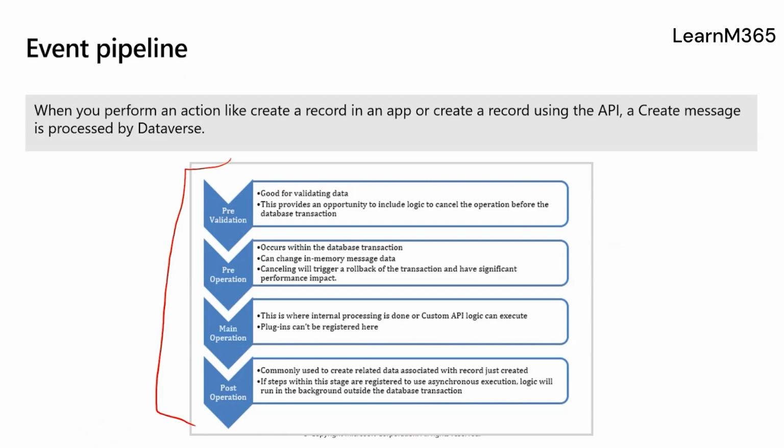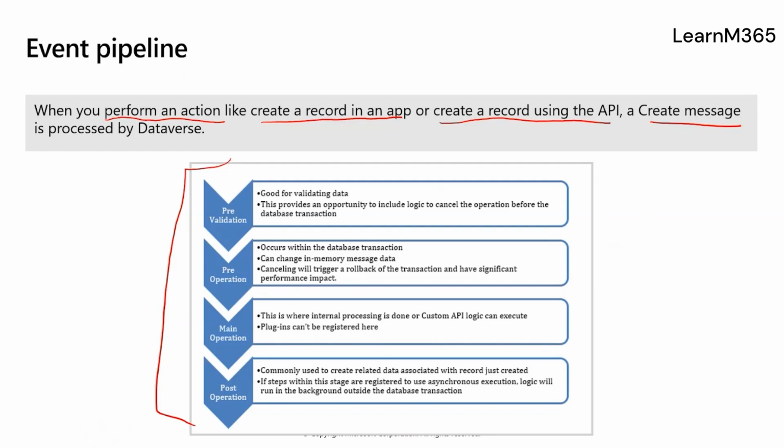When I'm talking about messages, these are the operations which are getting performed on Dataverse tables. When you perform an action, just read this line again: perform an action like create a record in an app or create a record using API, a create message is processed. So whatever operation you are doing, it is creating a message around it. And when this message is processed, a pipeline is getting triggered.